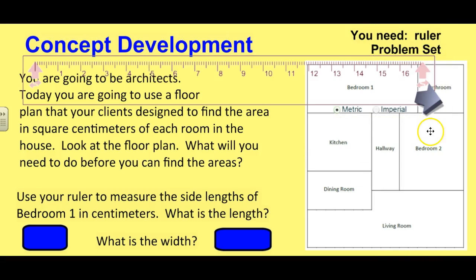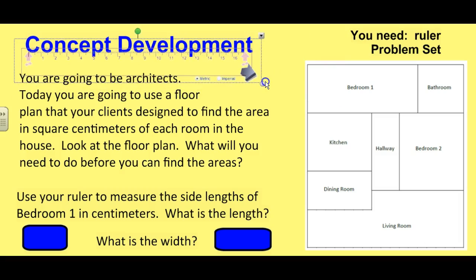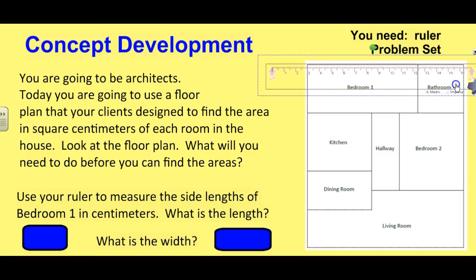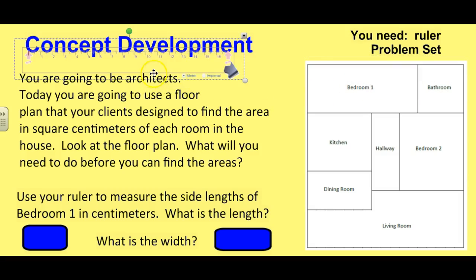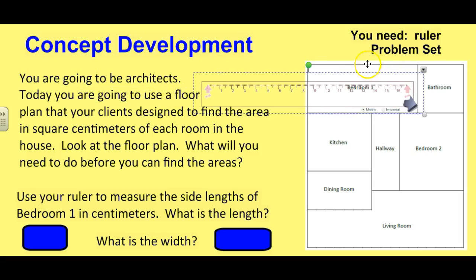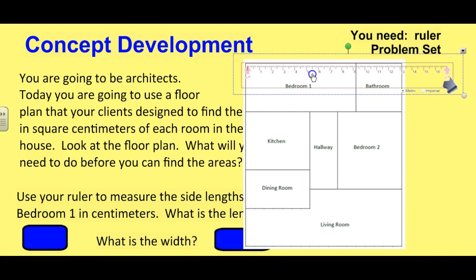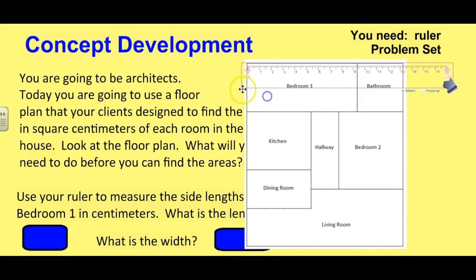My piece of paper is a lot smaller than yours because I had to get it to fit on this screen. So my ruler is not going to measure the room just like yours was. I'm just going to show you how you need to start. But remember that you always start your ruler on 0. Since this little point right here is the end of my ruler, I'm not going to start that where the bedroom is.